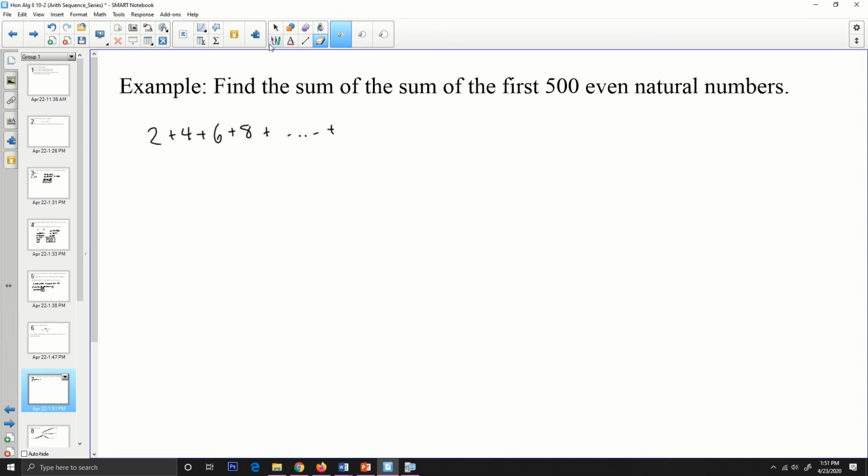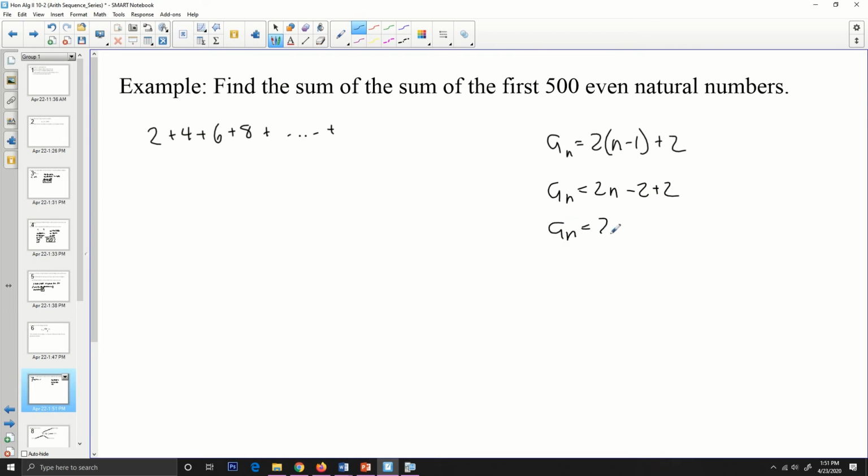But if I didn't know that, what we could do is say a sub n is equal to, the common difference here is going to be 2 because every even number has a difference of 2, times n minus 1, and then the first term was 2, so a sub n equals 2n minus 2 plus 2, a sub n equals 2n. And so the 500th even number, a sub 500, would be 2 times 500. So I was right, it's 1,000.